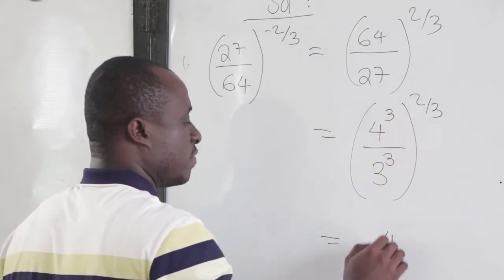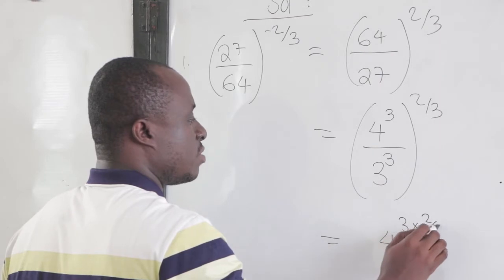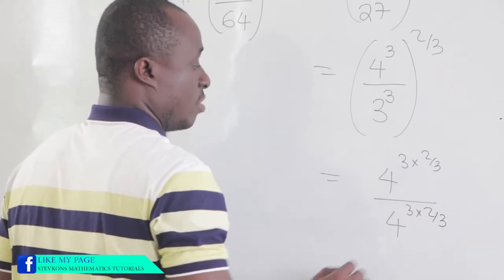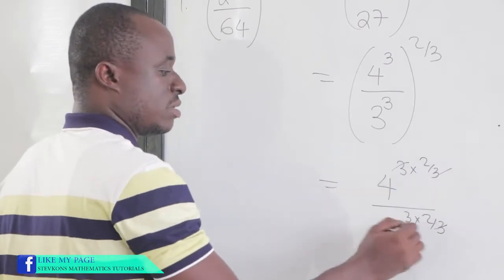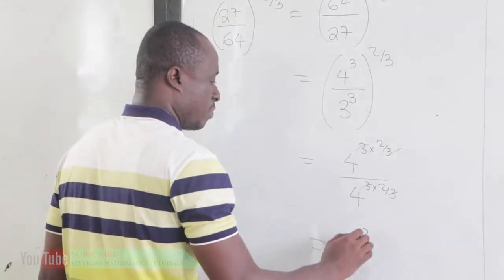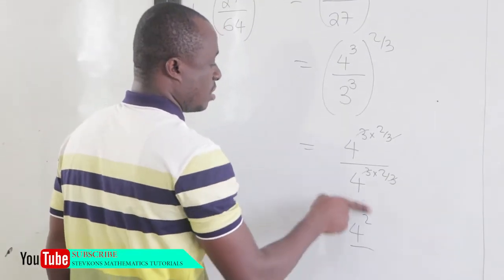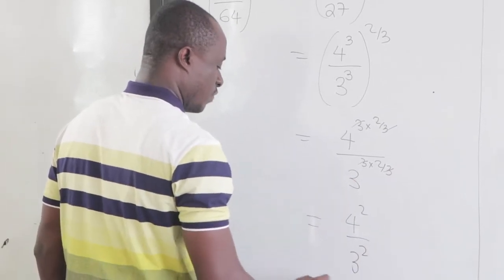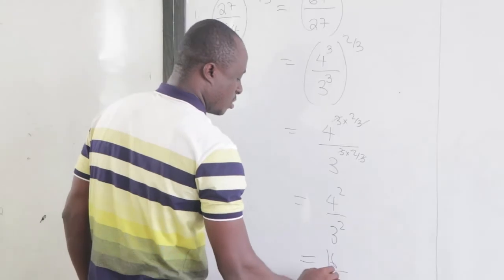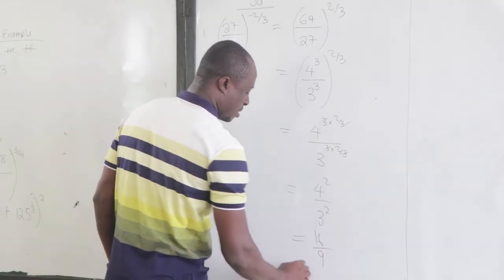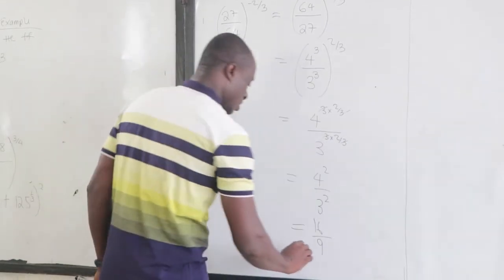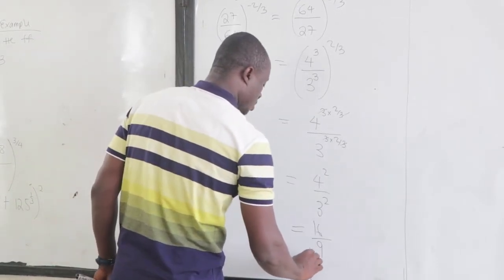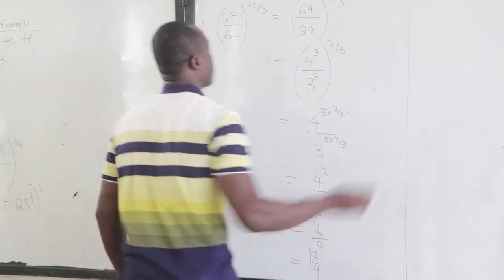Now, this is the same as 4 to the power 3 times 2 over 3, all over 4 to the power 3 times 2 over 3. Now, this will cancel this. This will cancel that. So we have 4 to the power 2, and then the down one, that is 3 to the power 2. 4 to the power 2 is 16. 3 to the power 2 is 9. How many times will 9 go into 16? That is 1, 7 all over 9.